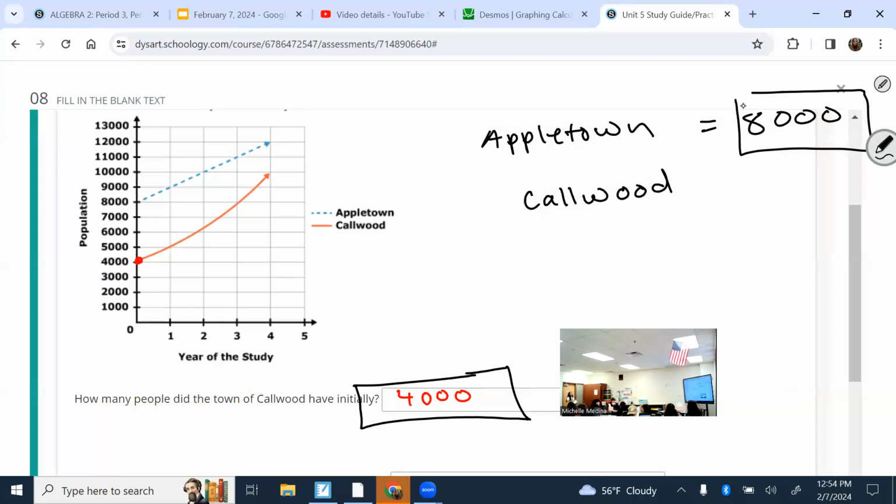Good on this one? Good on other one? Or questions on other one? Micah? 11.